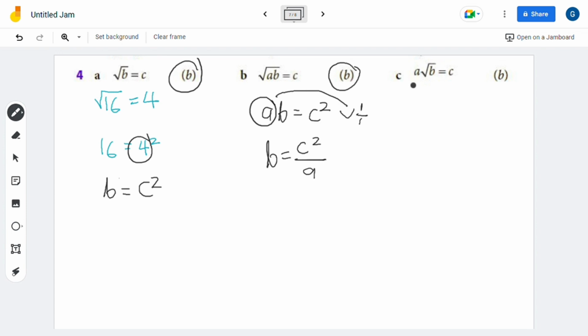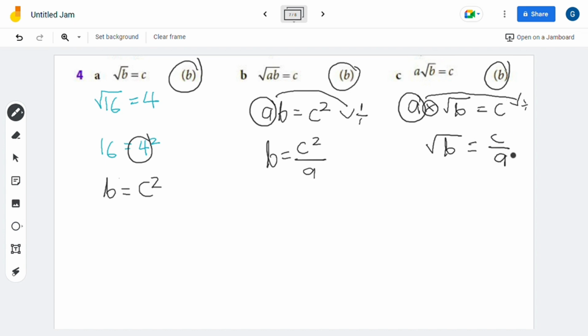So here a square root of b equals c, we need to make b the subject. So it basically means that a times square root of b equals c. As we shift a over here, it will become a divide. So square root of b equals c divided by a. And if we use the same concept over here, b will equal the square of c over a.